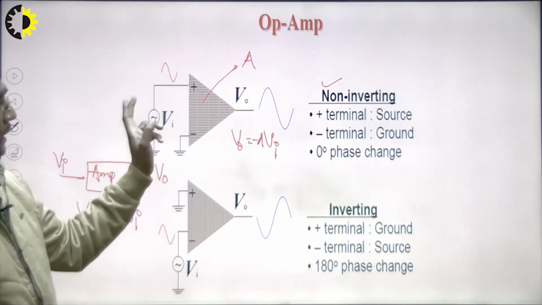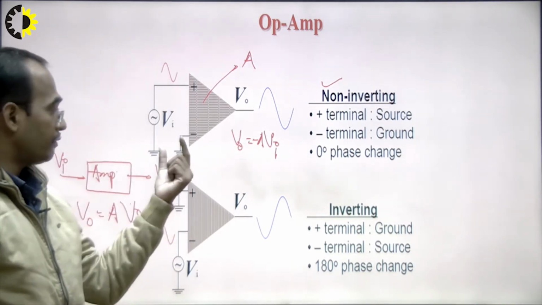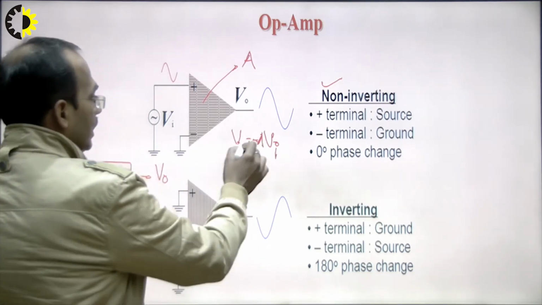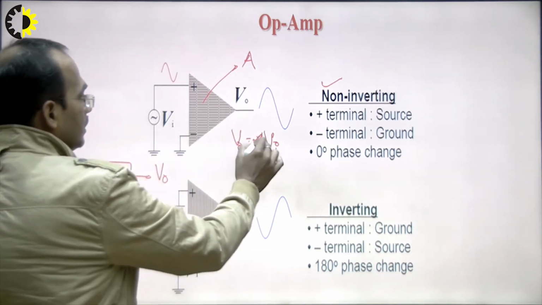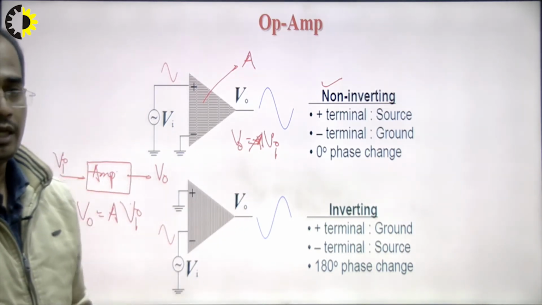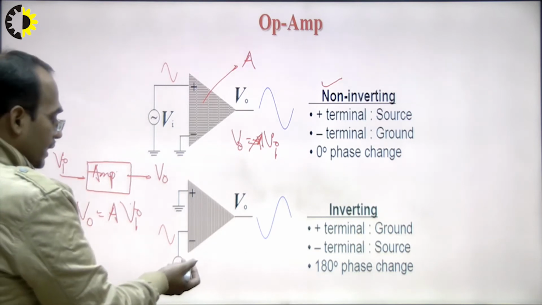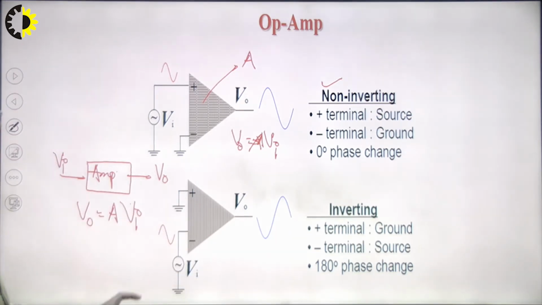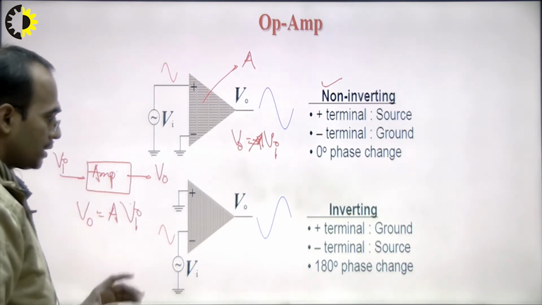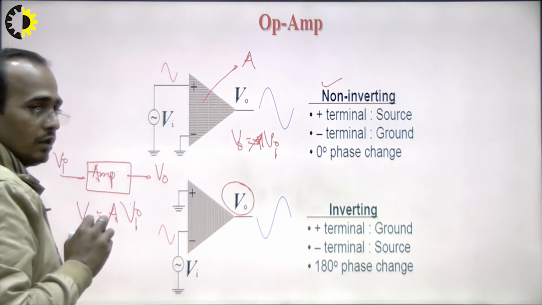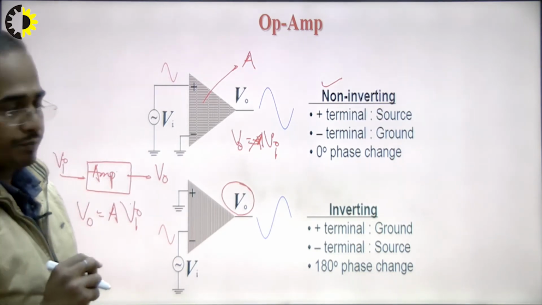Because I have applied the input to the positive terminal and grounded the negative terminal, I will get the same output, in the same phase as the input. If I apply the input to the negative terminal and ground the positive terminal, then whatever input I have applied, I will get the inverted output with the amplified input.